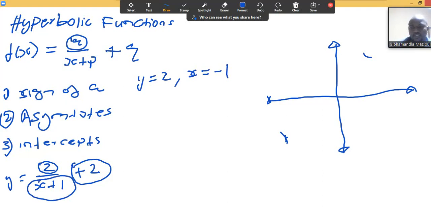That is coming from here. You just solve for x: you make the denominator equal to 0 and then you find your x asymptote. You take the 1 to the other side, it becomes negative. That's why you have x equal to minus 1. Then let's find the intercepts.